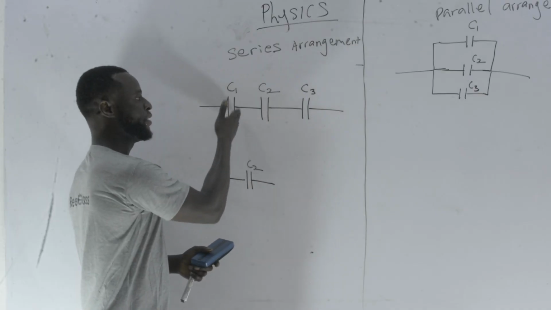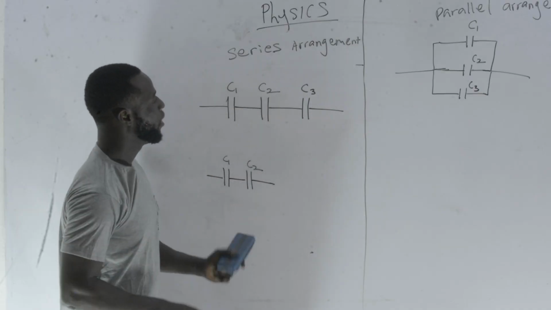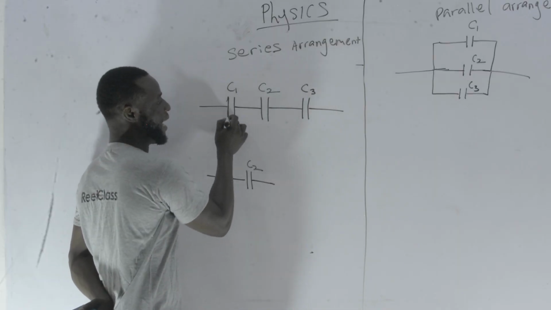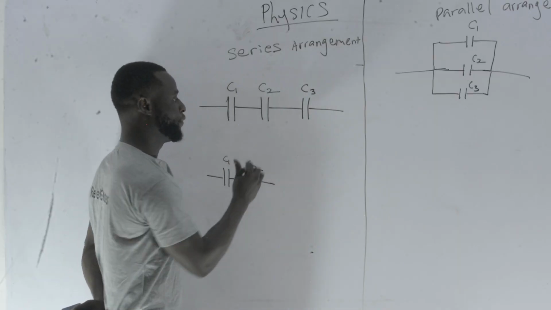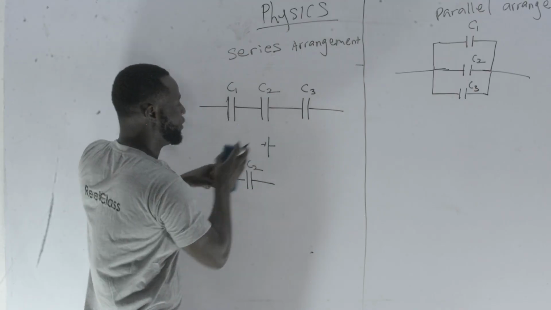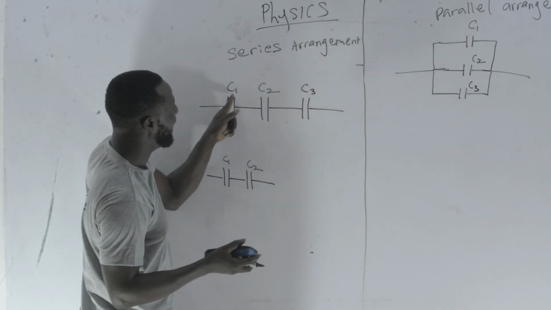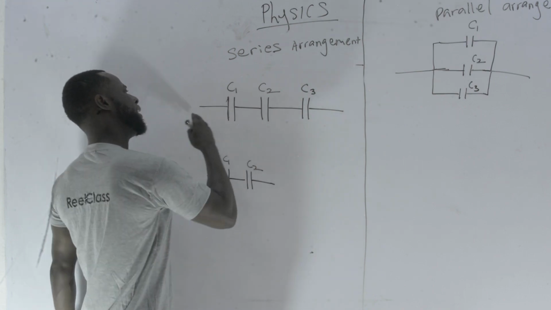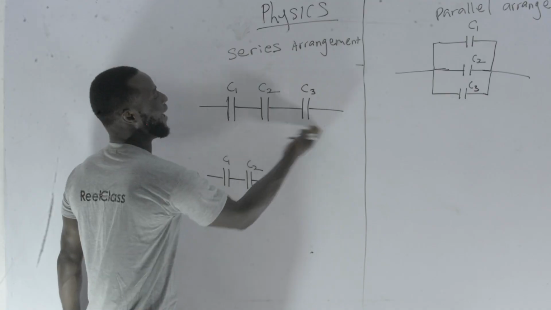From one positive to the negative, from the negative to the positive, like that, like that, like that. So this is a capacitor. And by the way, these are the symbols of capacitors. See that these lines are straight. Do not mistake it for this. This one will be a cell, but this is a capacitor. The lines are equal. Now, this is three capacitors arranged in series.